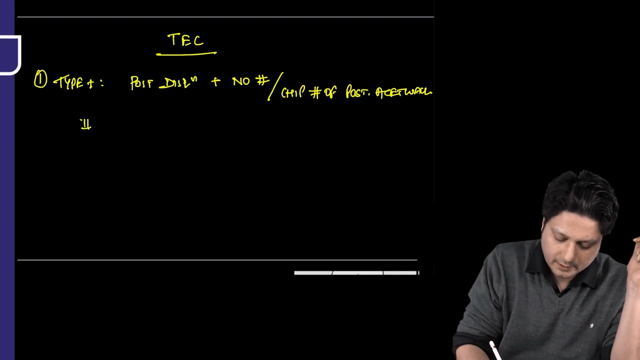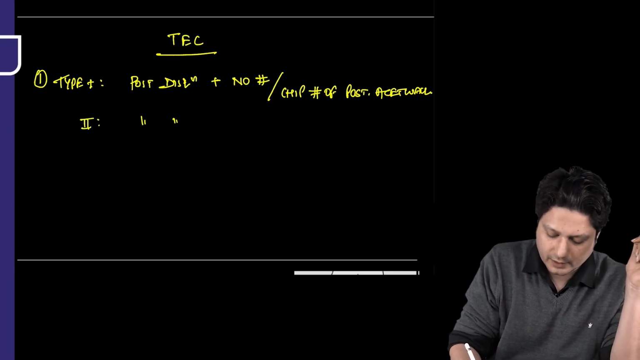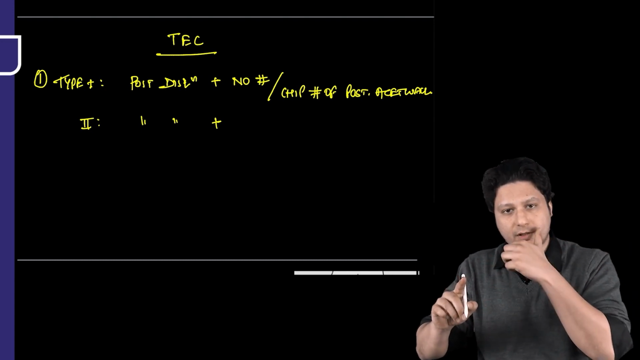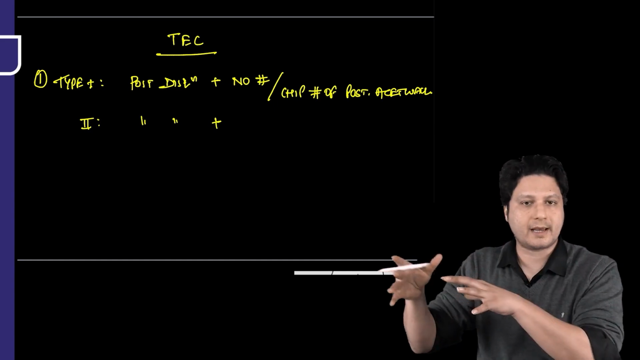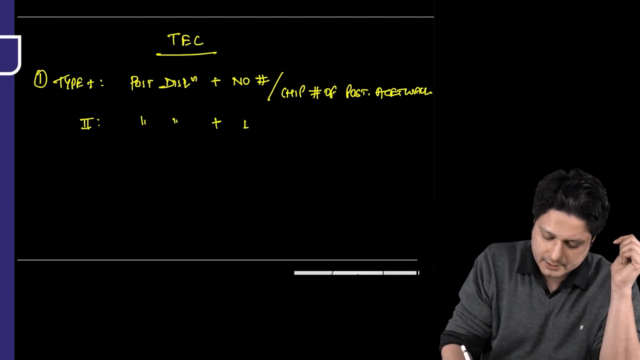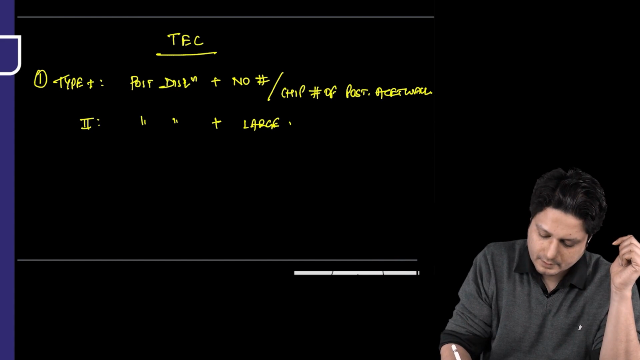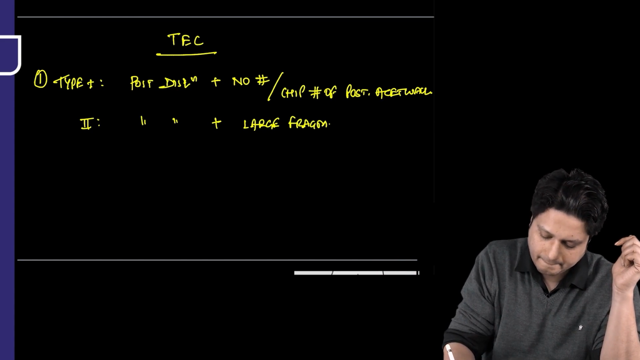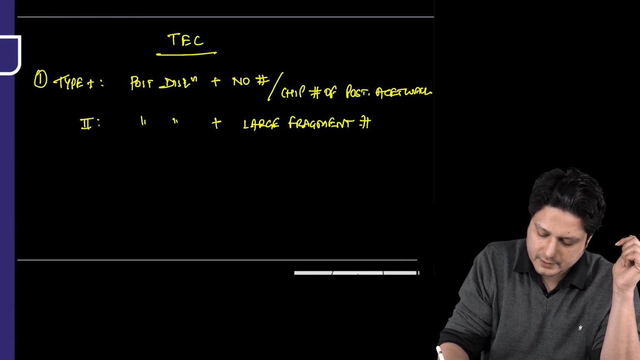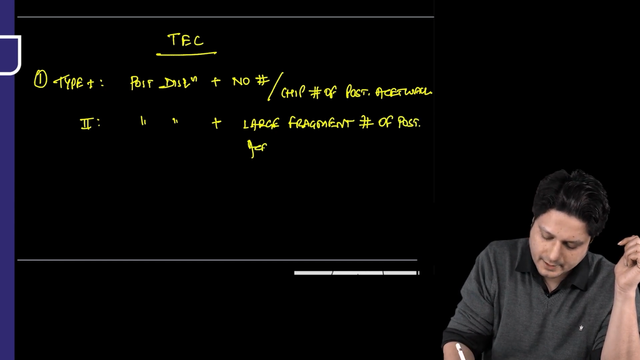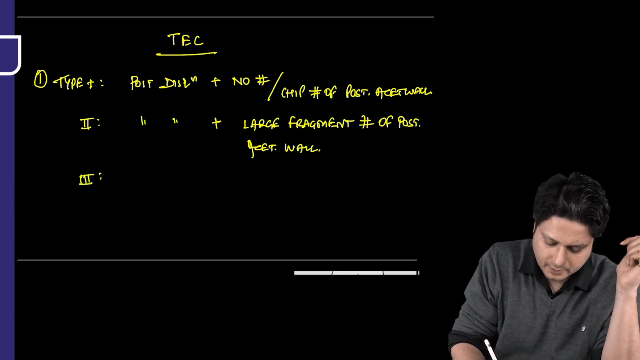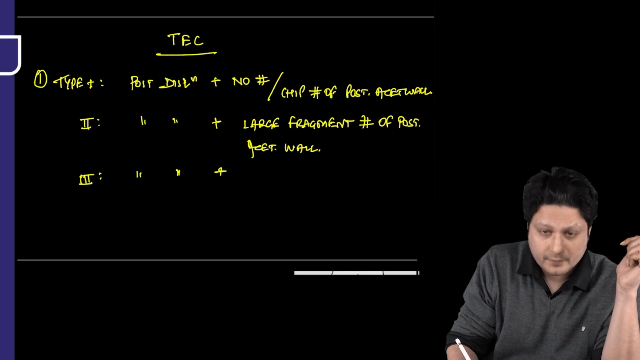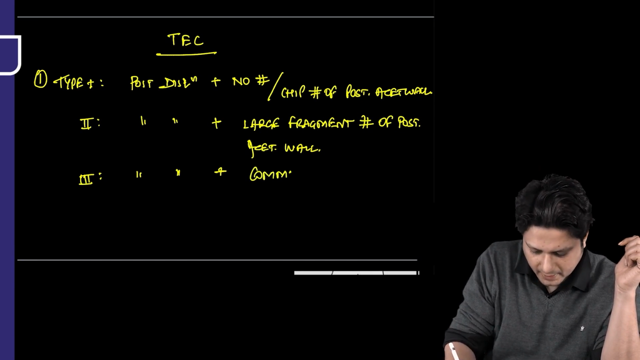Now type 2 is the posterior dislocation of the hip joint, but it is associated with the large fragment fracture. A large fragment of the posterior acetabular wall is fractured. So large fragment fracture of posterior acetabular wall. Then type 3 is a posterior dislocation with comminuted fracture of the posterior acetabular wall.